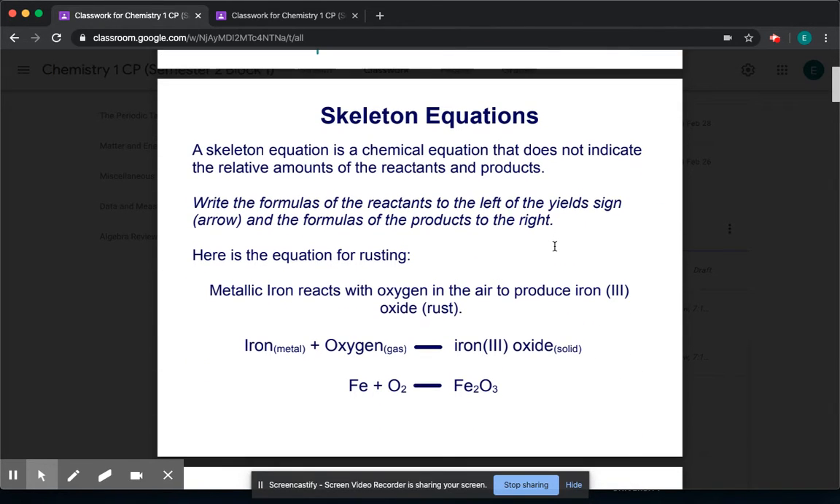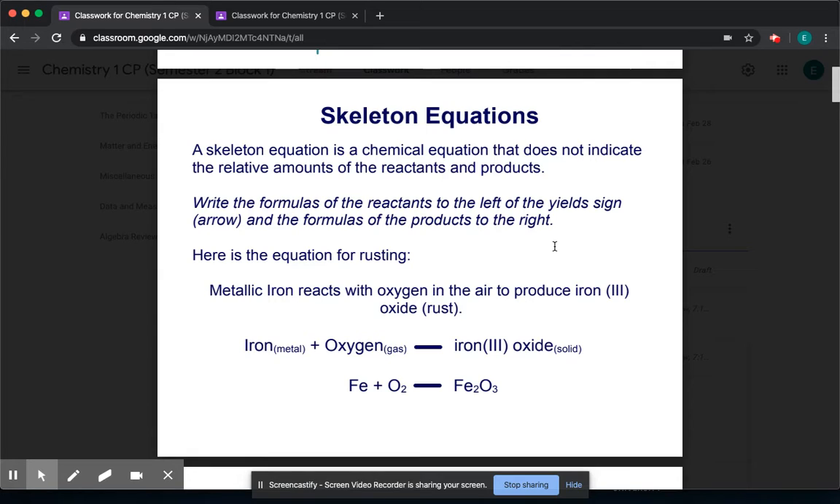The skeleton equation, you don't have to do it for that. It's just the basic recipe. Or rather, it's the ingredients. It's not the recipe itself, because the recipe is going to tell you how many of each you need. But it's the ingredients. What do you need to buy? So this reaction includes these things, and this is what it's going to make eventually.